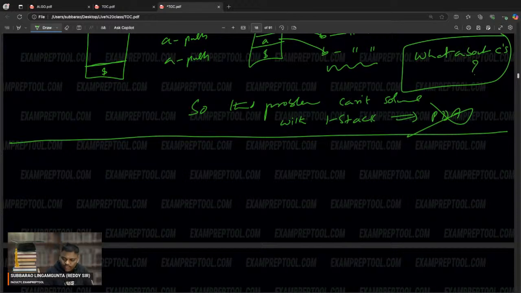Let's see this one. What the Turing machine is, I am just writing here. PDA plus one stack, which is called Turing machine. Remember, PDA already contains finite automata plus one stack.